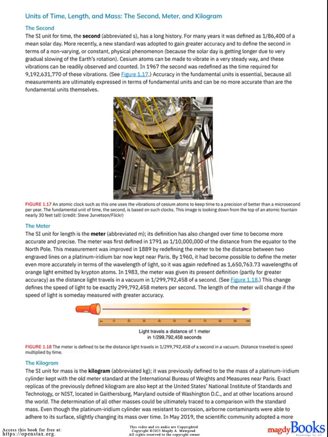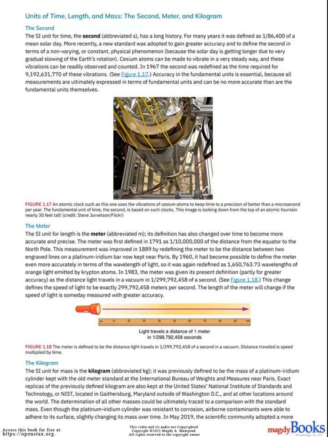More recently, a new standard was adopted to gain greater accuracy and to define the second in terms of a non-varying, or constant, physical phenomenon, because the solar day is getting longer due to very gradual slowing of the Earth's rotation. Cesium atoms can be made to vibrate in a very steady way, and these vibrations can be readily observed and counted. In 1967, the second was redefined as the time required for 9,192,631,770 of these vibrations. See Figure 1.17.